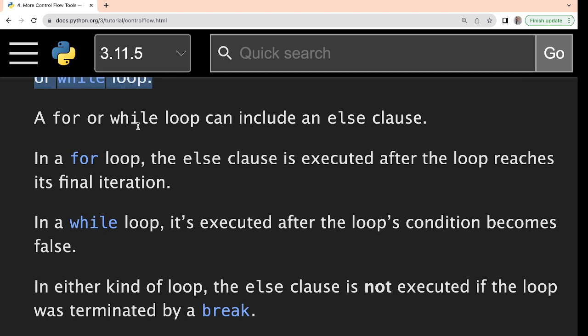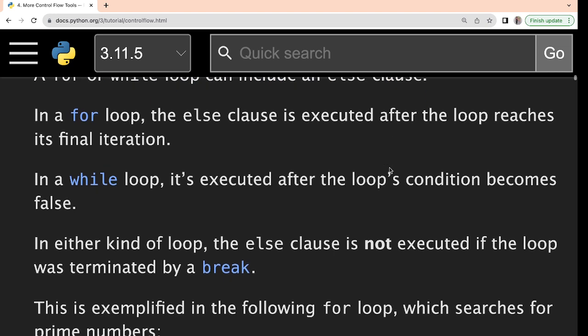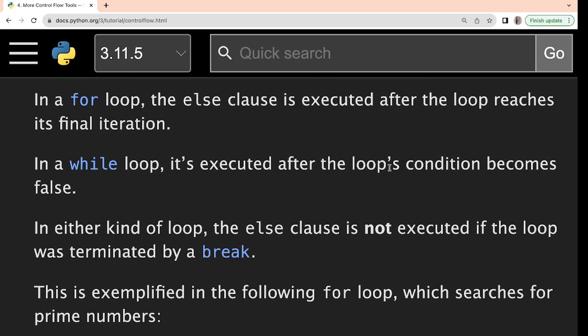A for or while loop can include an else clause also. Okay, else most commonly is used with if statements, right? And about if else I have discussed in the previous lectures. But otherwise, else is also used with for and while. Okay, so how it is used, we are going to see in this lecture.